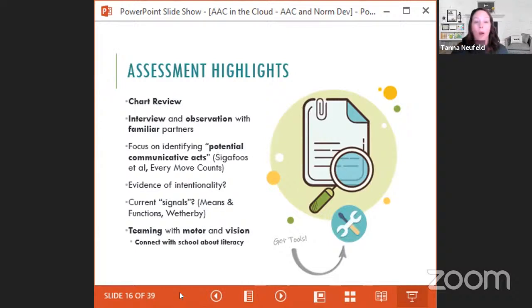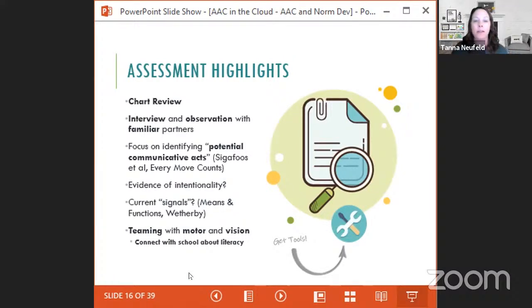I also want to know what current signals we know about. So if I have an intentional communicator and they are using some signals already to communicate, I want to know what those are, and I'm probably going to develop a communication dictionary of sorts to really document those behaviors, those signals, what they seem to mean, and how the caregiver or partner is responding. I can then use that as a treatment tool as well, which we're going to talk about soon here.